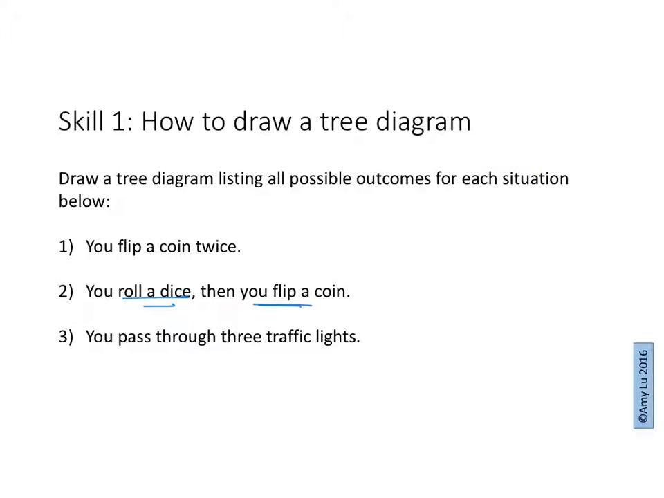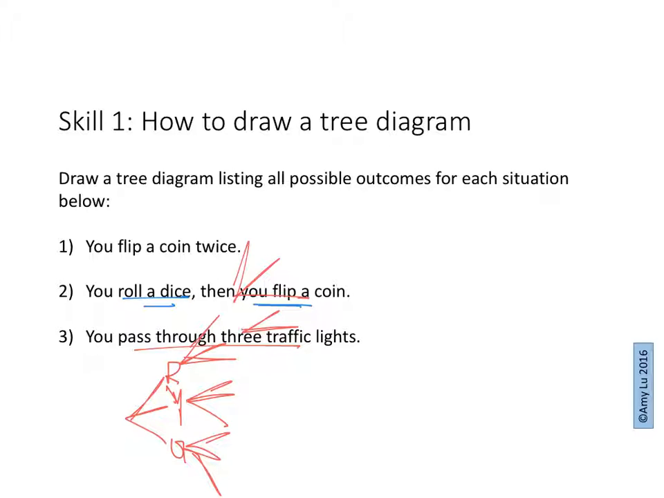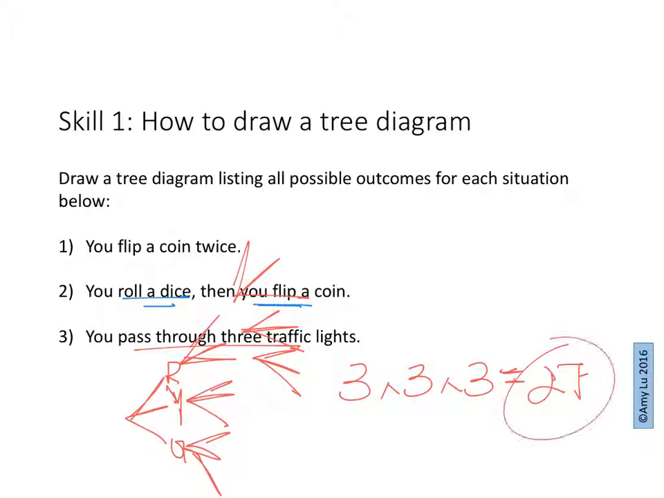And then finally, you're passing through 3 traffic lights. So when you pass through the first one, you have 3 colors you can pass: red, yellow, green, or orange for some of us. And when you pass through the second set of lights, again, you have 3 choices. Then you pass a third set of lights, again, 3 choices. And it continues in this manner. So if you think about your total outcomes, 3 times 3 times 3, you'll end up with a total of 27 different outcomes.